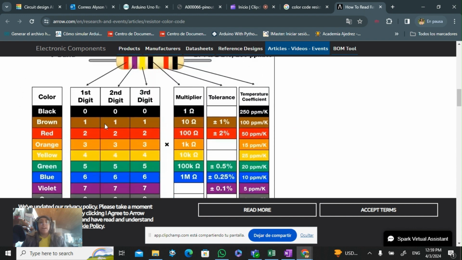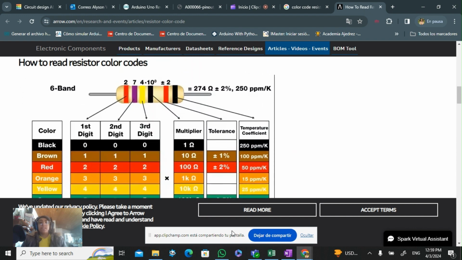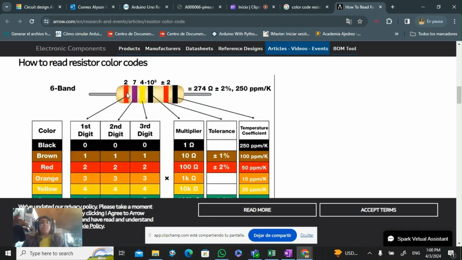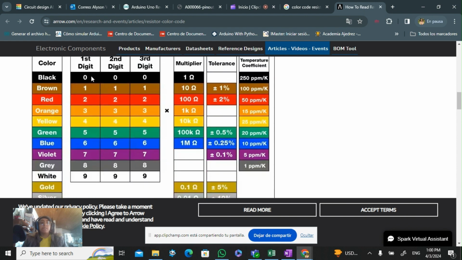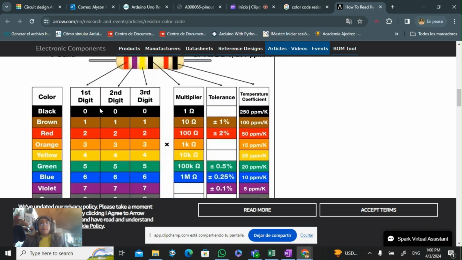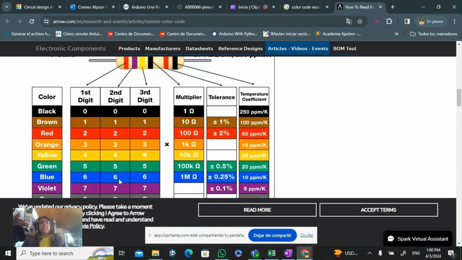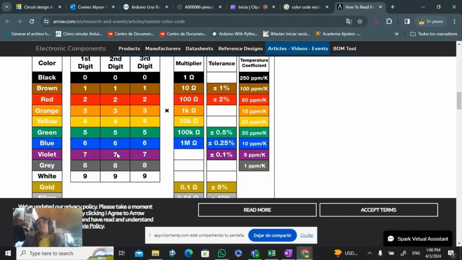So here we have first the resistor. For example, mainly resistors have 4 bands: 1, 2, 3, and 4. The first belongs to the first digit. It depends on the color. We have a value. For example, in this case, the first digit could be 2 because this is red, right? The second digit will be 7 because 7 is violet.